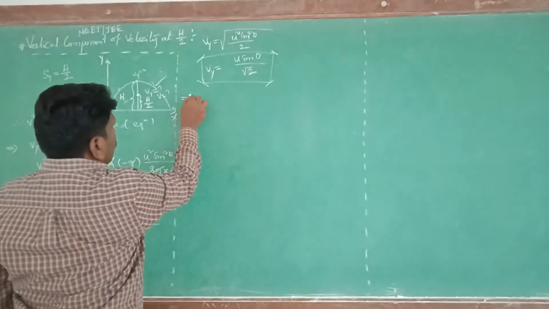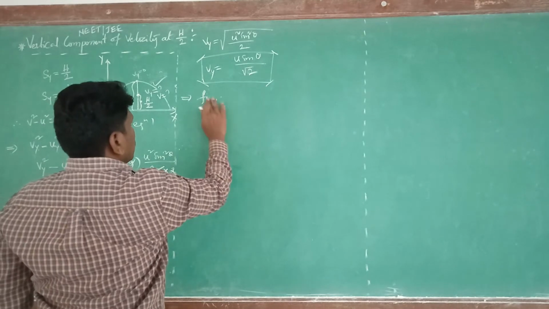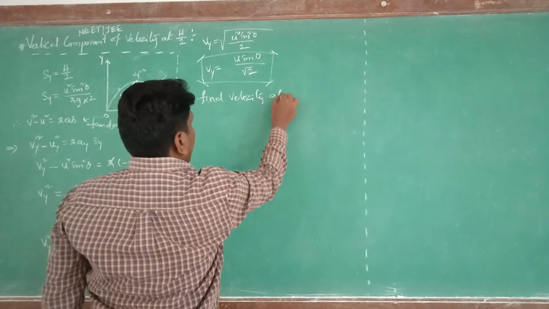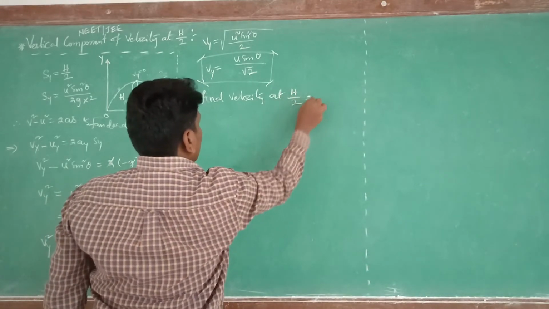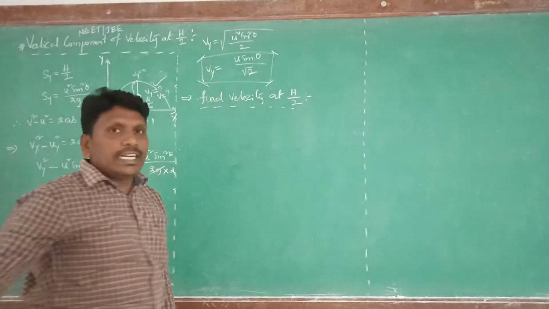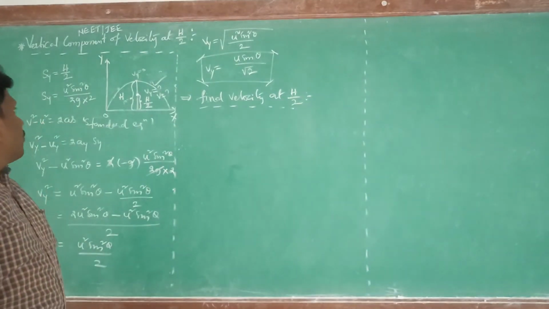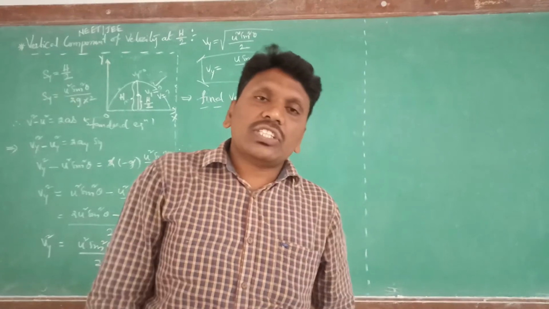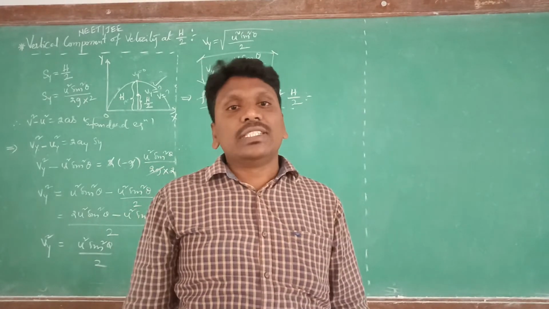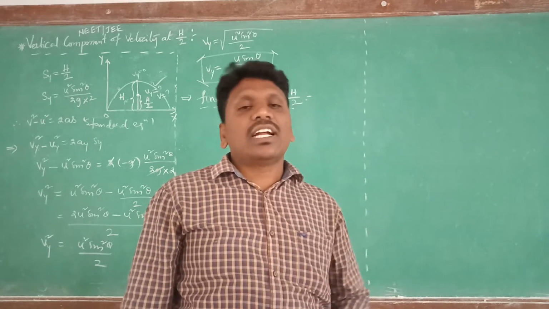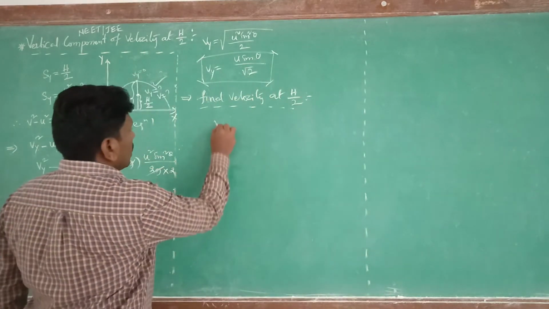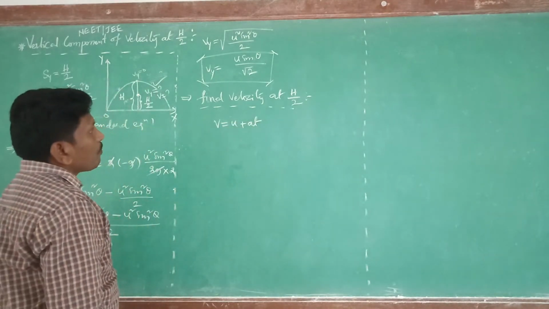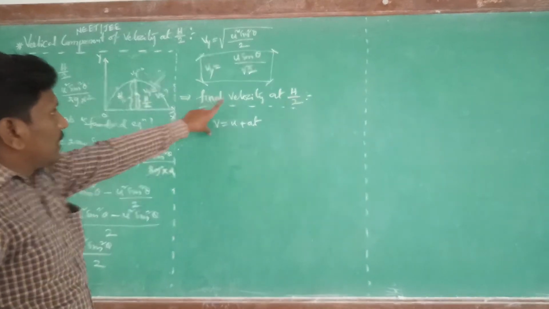Now let us find out the final velocity at h by 2. What is the final velocity at h by 2? Always for final velocity, which kinematic equation should be used, first, second or third? The first one, that is v is equal to u plus at. So this is the final velocity.